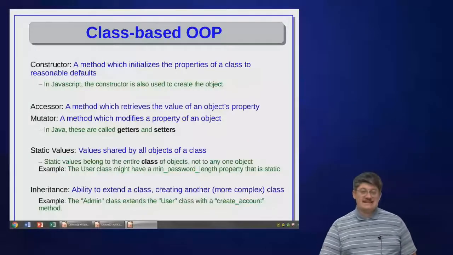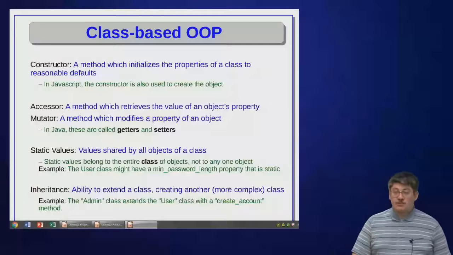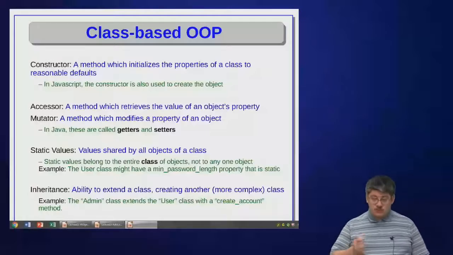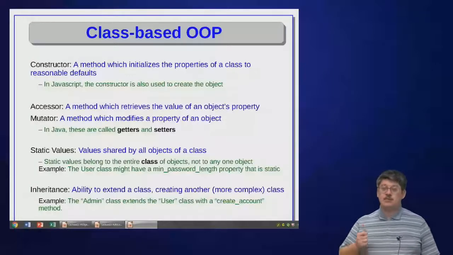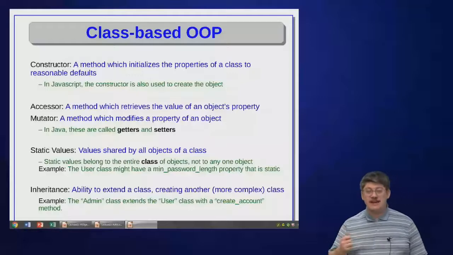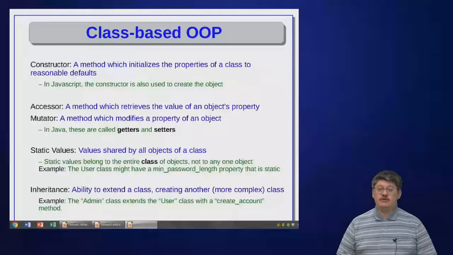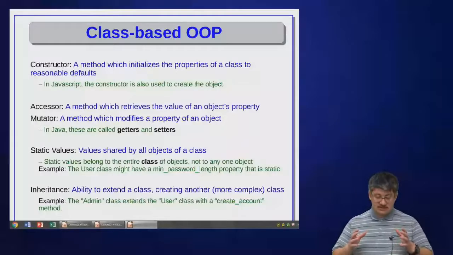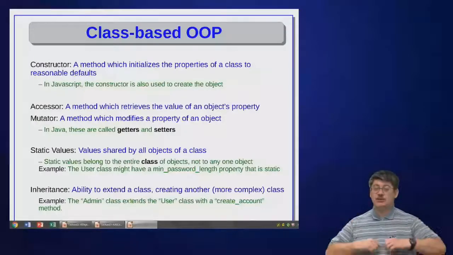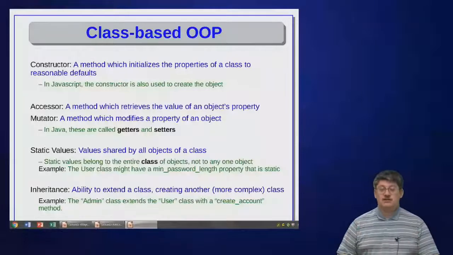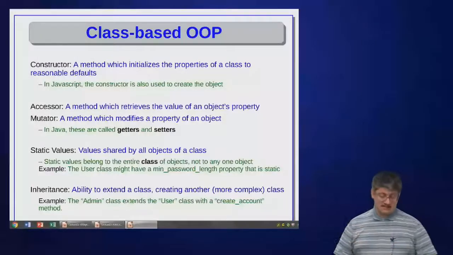Another important idea is the idea of inheritance. In an object-oriented programming language, inheritance is really important. Inheritance is what gives object-oriented programming advantages over other programming paradigms. And inheritance is the ability to take a class of objects and extend it by adding new properties and new methods to create a new, more complex class.